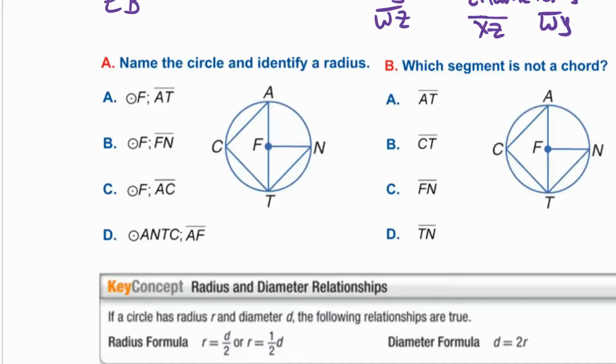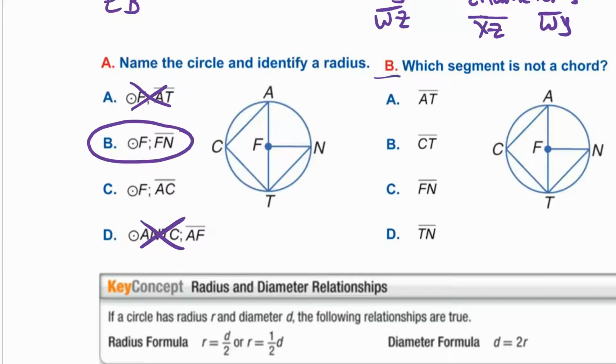Next, we're asked to name the circle and identify a radius. Well, the center of the circle is F, so it's called circle F, so we can rule out D. Looking at A, AT is a diameter and not a radius, so A is out. FN is a radius, so the answer would be B. If you look at answer C, it would be AC, which is a chord, so that wouldn't fit.